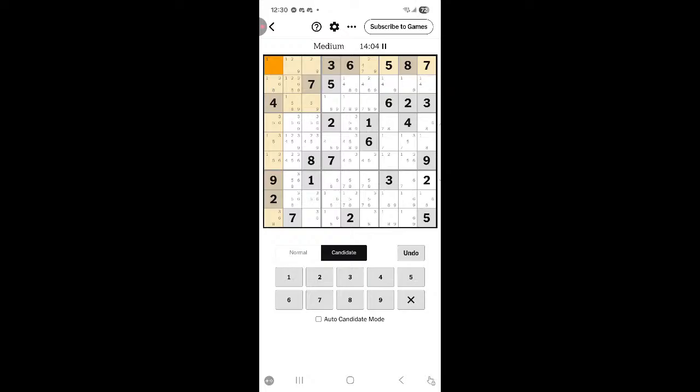1, 2, 3, 4, 5, 6, 7, 8, 9. That's a 1. Oh my god, this is gonna be insane because it never fixes anything. Oh, that's horrifying. And weird.